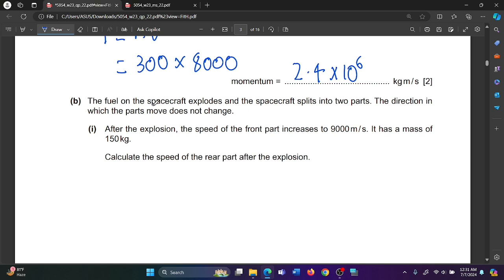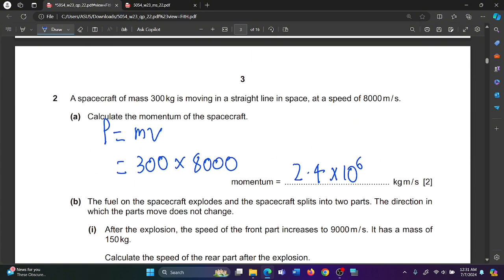So it says that there was a spacecraft. It exploded into two parts. Like this, there's a spacecraft, it exploded into two parts. One part has a speed of 9,000 meters per second, and this other part went with a speed of v that we don't know. We have to find it.